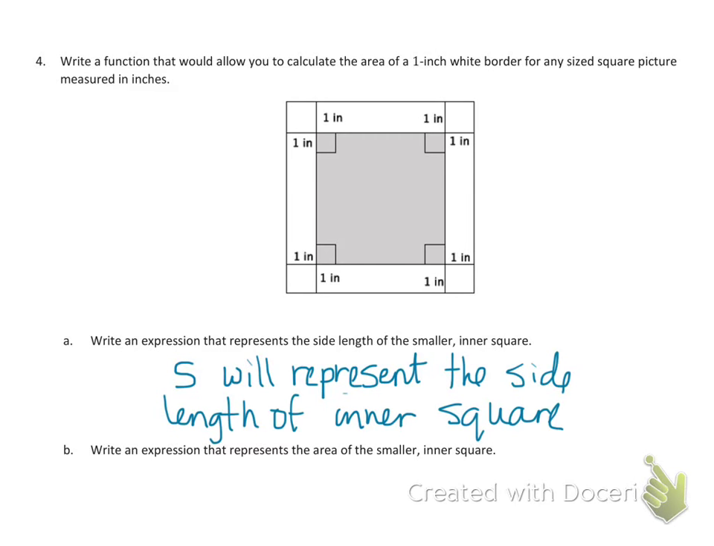Write an expression that represents the area of the small inner square. So if S will represent the side length of the inner square, the expression that represents the area would be S times S. So we could also write that as S squared. Okay, so we just take that, and let's go ahead and label our diagram right here. That length is S now.